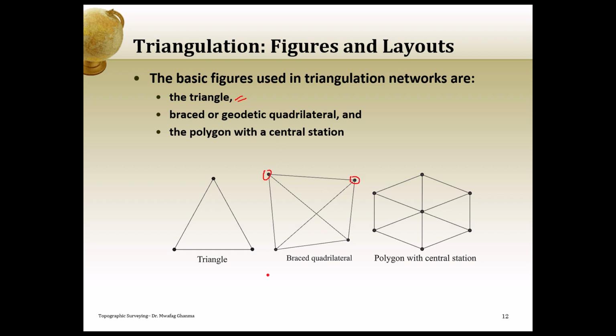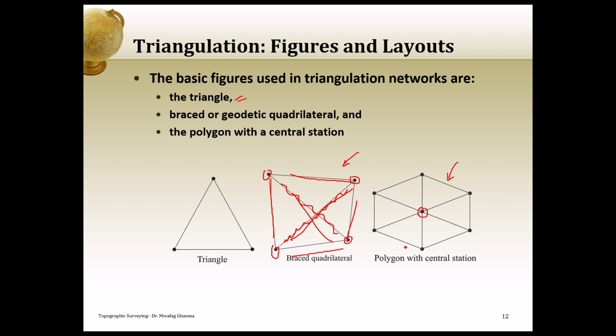See, here we have a quadrilateral: 4 points and 4 sides, and then we brace them. These are the braces that tie them together, so it will be much more stable geometrically, of course. Or we can do a polygon. A polygon is not a quadrilateral. A quadrilateral has 4 sides. A polygon can have 3 or more sides, and this is what we call a central station.